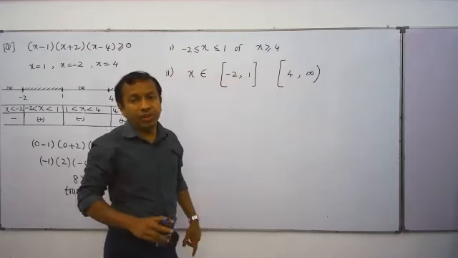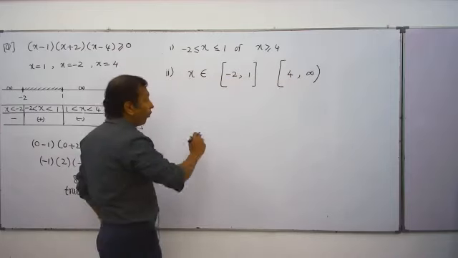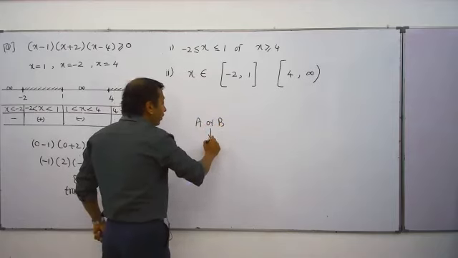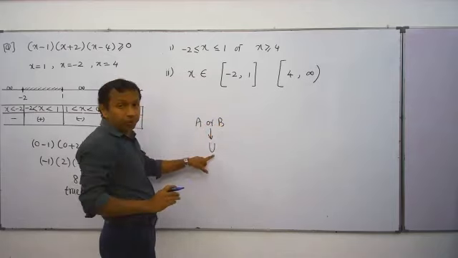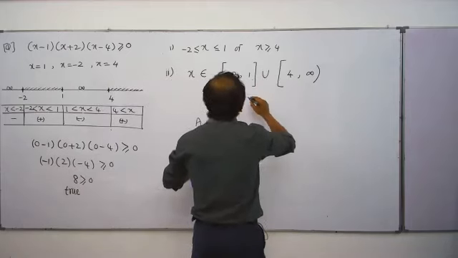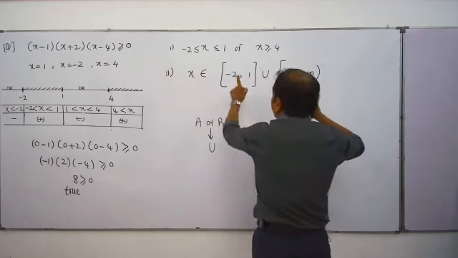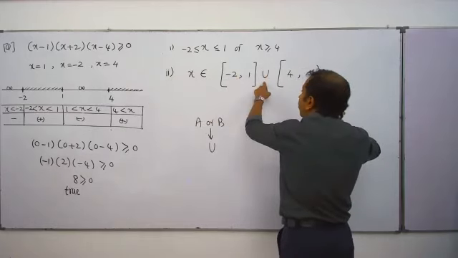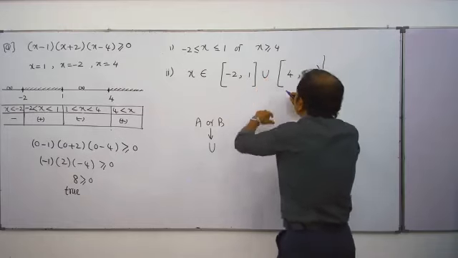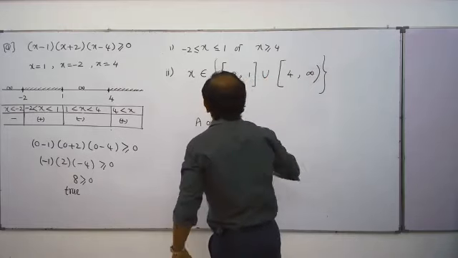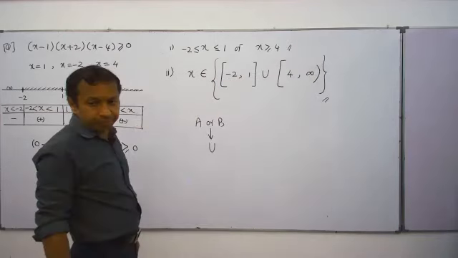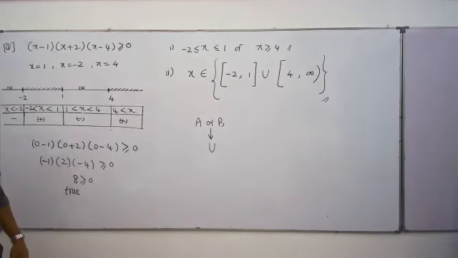You know, people, when we write A or B, what is the notation you used? Union, no? That union we put here. This means x belongs to this interval or this interval. This has the meaning "or". Then we put here double brackets like this. This is how we write the set of solution. In the middle we have put "or".